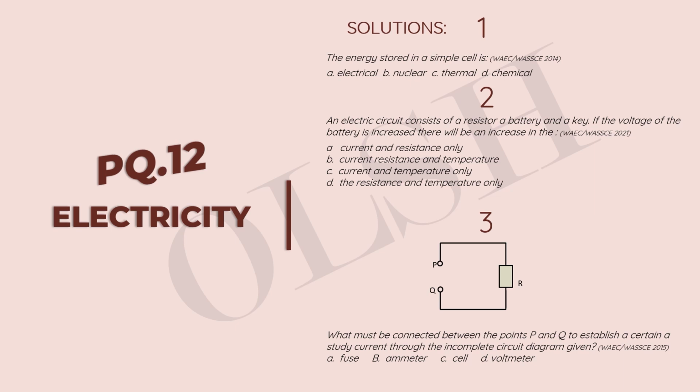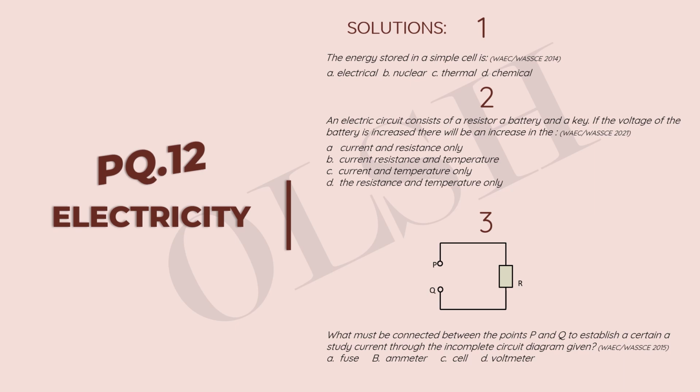Alright, so for number 3, what must be connected between the points P and Q to establish a certain steady current through the incomplete circuit diagram? A. Fuse, B. Ammeter, C. Cell, D. Voltmeter. Okay, so you can tell that what we need is a voltage source, because it's a voltage source that will determine that current flows through this circuit. We know that's what the voltage source does because it comes with a potential difference and mounts pressure on the circuit which you've made, for the current to begin to flow.